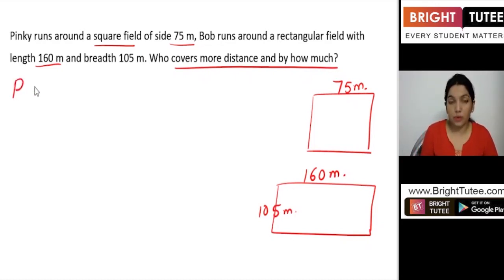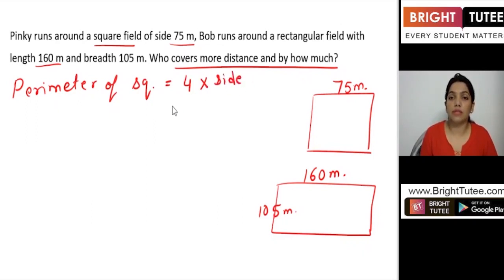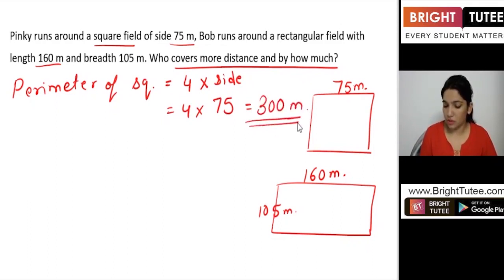One is the square. So let us calculate the perimeter of the square, right? Because it's a square, it is 4 times the side, and the length of the side given to us is 75 meters. So we do 4 times 75, and because this is in meters, it is 300 meters, right? So this is the perimeter of the square field. So this is what Pinky is running, right?